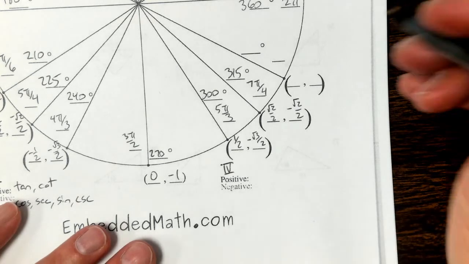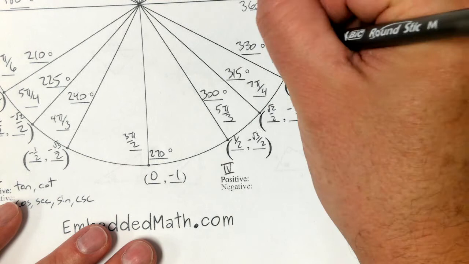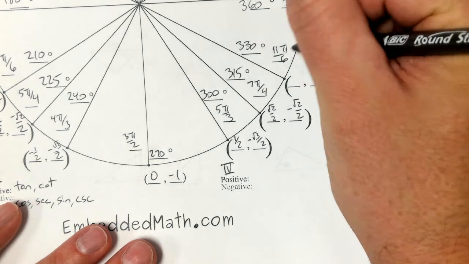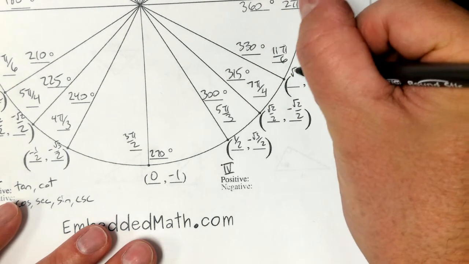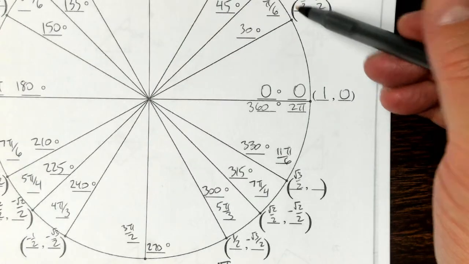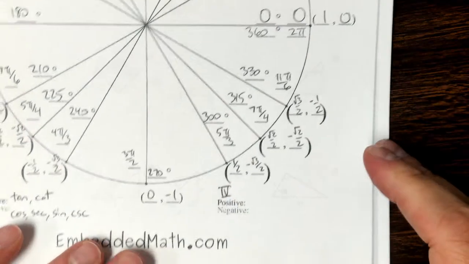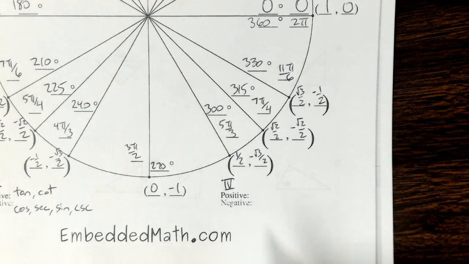Then your last one is 330, with 11 pi 6, and so that'd be square root of 3 over 2, like the one above it, but then a negative half. And that's quadrant 4.